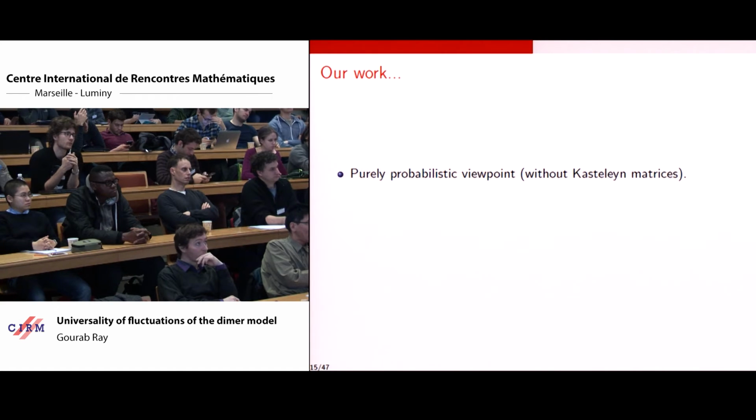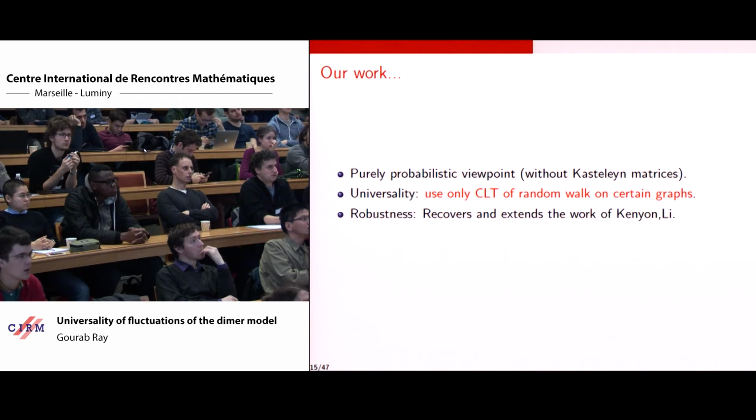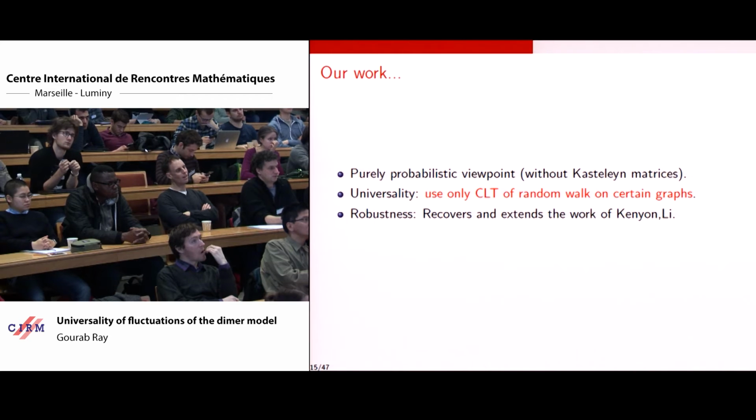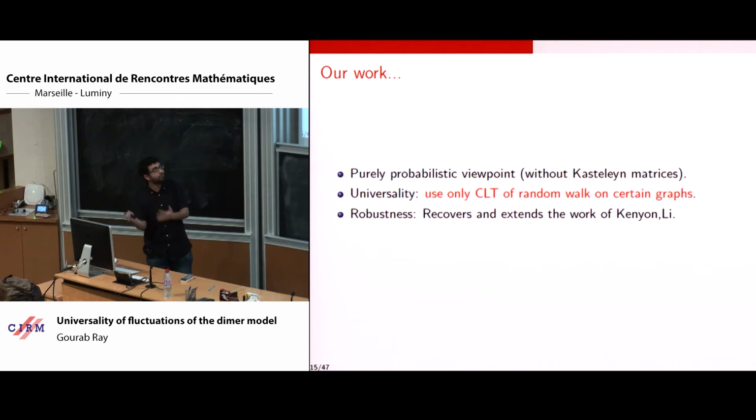Okay, so this proof will go without Kasteleyn matrices. I will try to convince you of the proof in the time I have. And okay, I told you about a specific model. So in what sense are we trying to say it may be a way towards universality? I will try to explain in the proof, but let me say a bit, why is it universal? Because what we say in the end is that if you take some certain associated graph, and if the random walk converges to Brownian motion on that associated graph, then we have a convergence of the height function to the GFF.